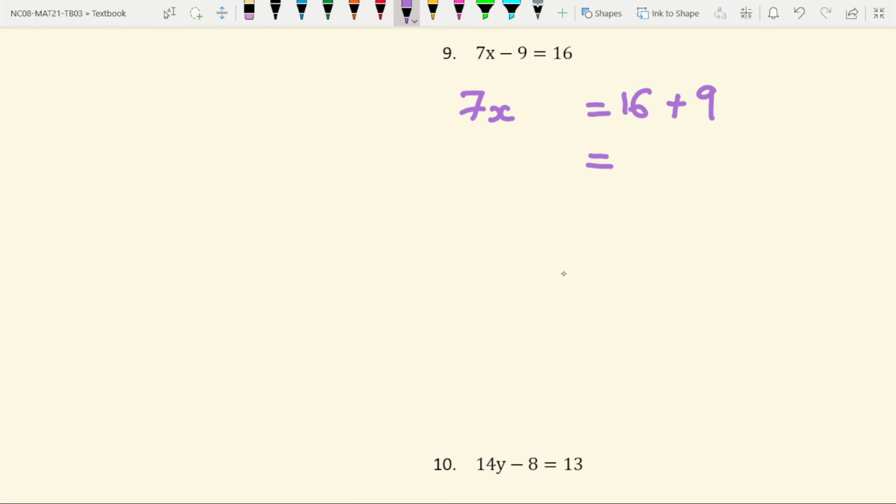So we can solve 16 plus 9. 16 plus 9 is nothing but 25. So 7x is equal to 25. We require just x.